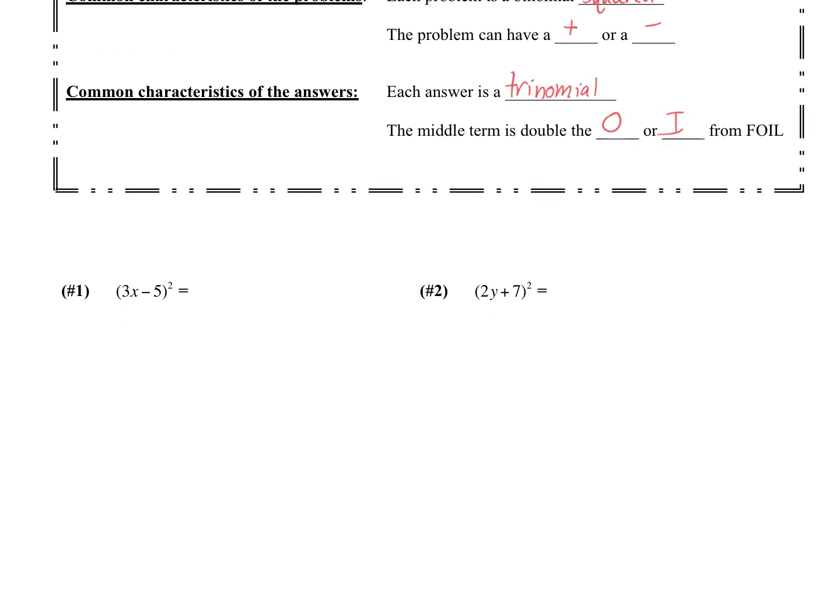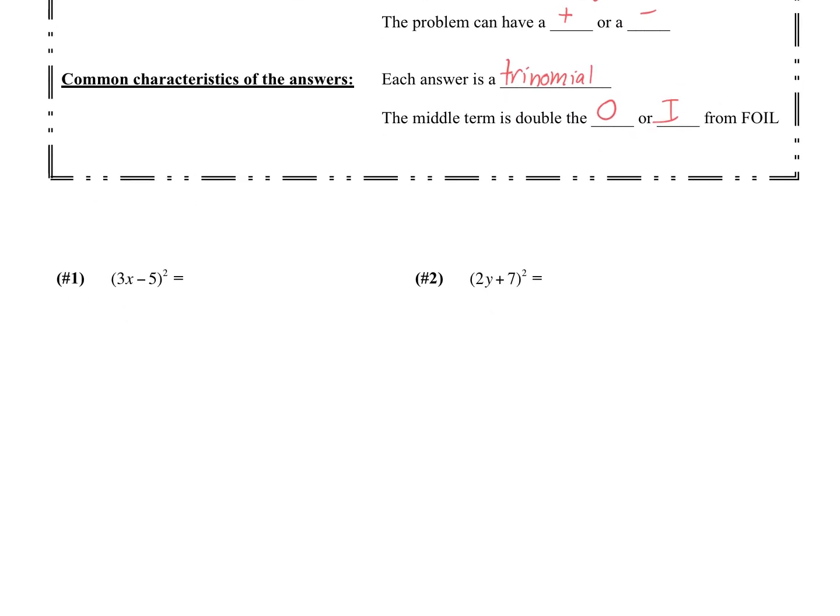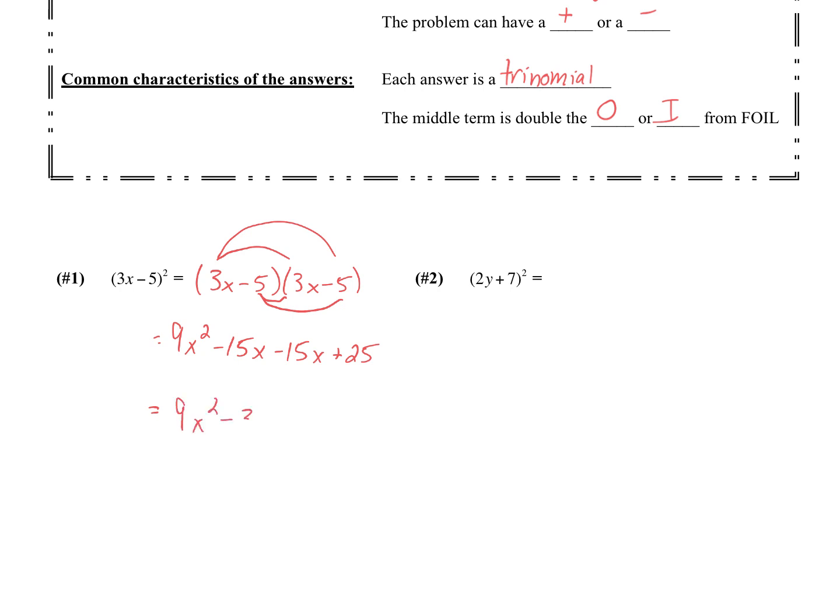So now we'll try two examples here. For this first one, I'm just going to rewrite it as 3x minus 5 times 3x minus 5. First terms in each multiplied together, we get 9x squared. Outside terms, we get negative 15x. Inside terms, we also get negative 15x. And then last terms, we get positive 25. So this simplified is 9x squared minus 30x plus 25.